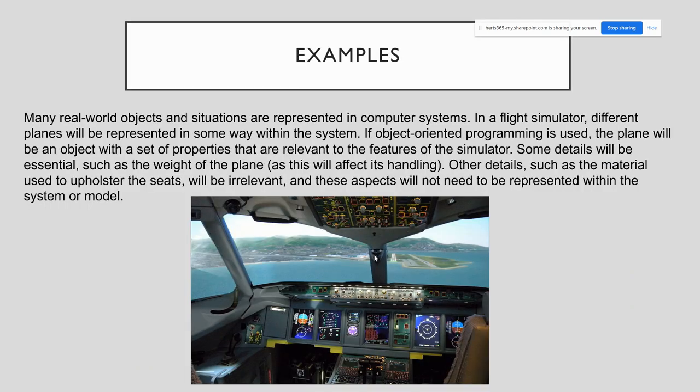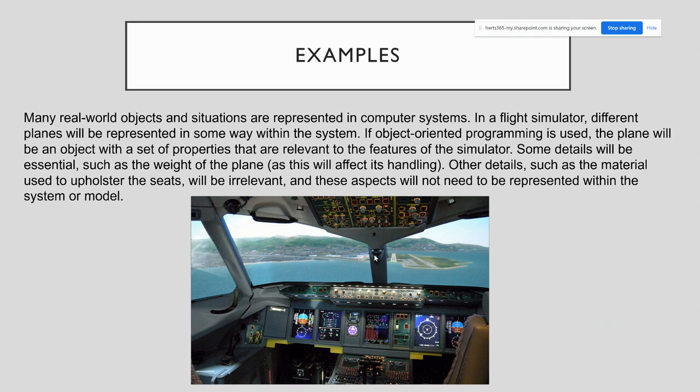Here we go, another example. Many real-world objects and situations are represented in computer systems. So let's have a look at the flight simulator. Different planes will be represented in some way within the system. If object-oriented programming is used, the plane will be an object with sets of properties that are relevant to the features of the simulator.